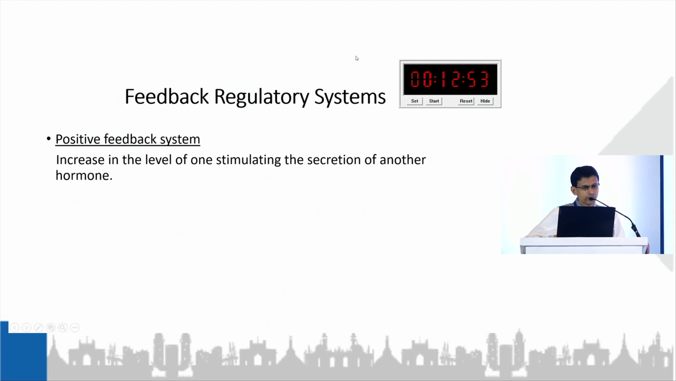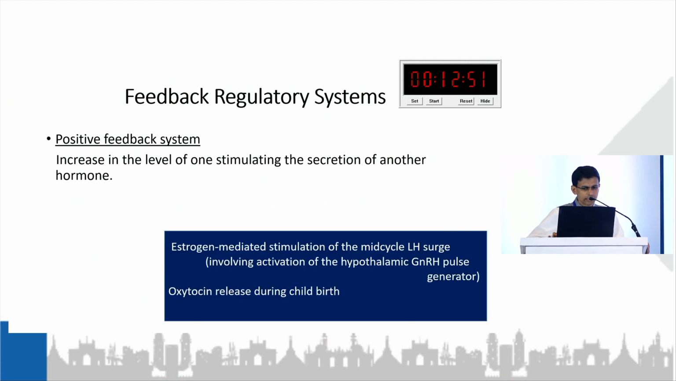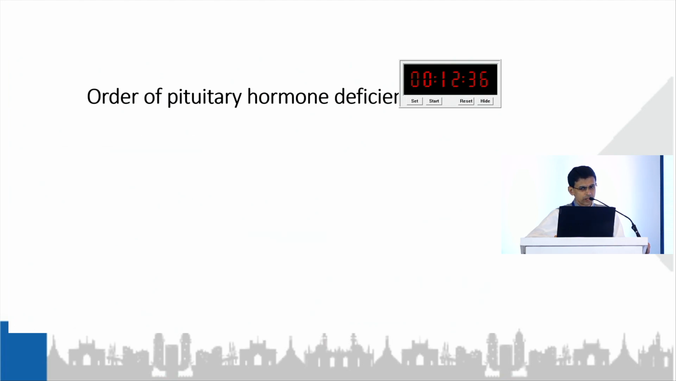Positive feedback mechanisms are less common compared to negative feedbacks, but an increase in the level of one stimulating hormone stimulates the secretion of the other hormone. The best examples are estrogen mediated stimulation of the mid-cycle LH surge and oxytocin release during childbirth. These are the examples for positive feedback systems.